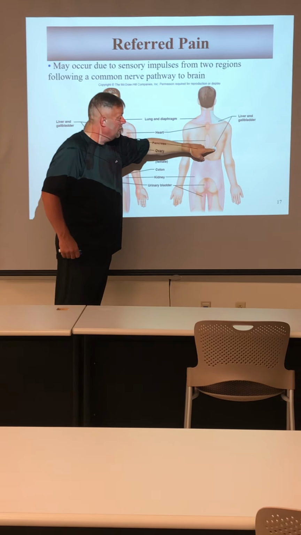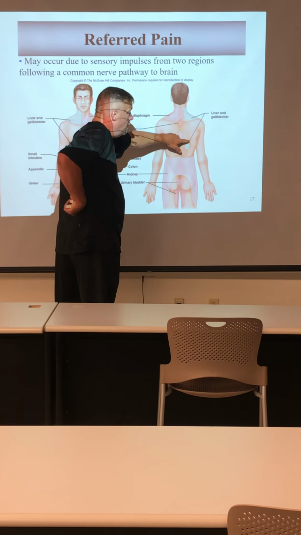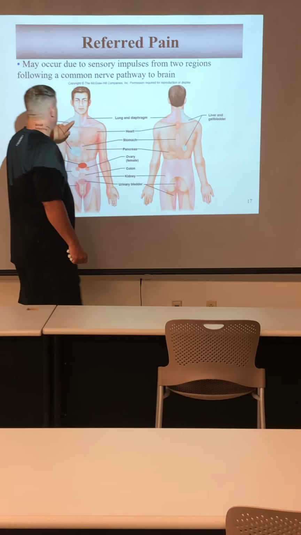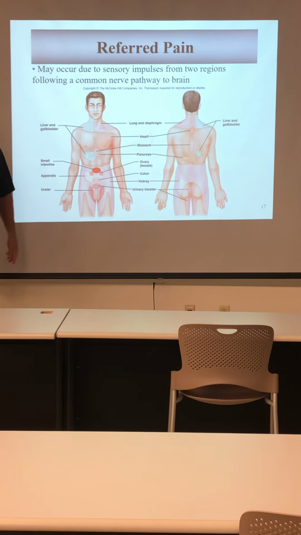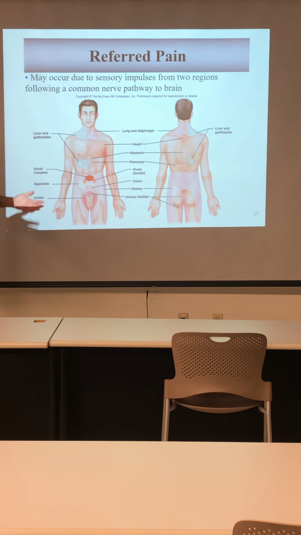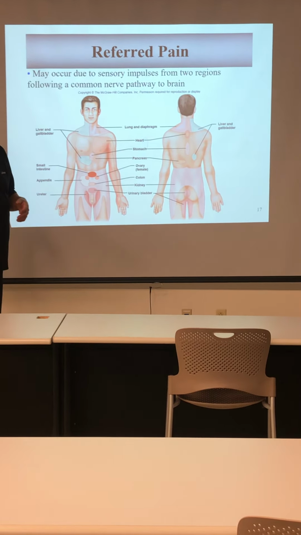You'll see it in the flank on the same side, a small part in the back, and you'll also see it in the right shoulder area. So know those three associated with the gallbladder. The kidney and the liver, I guess.